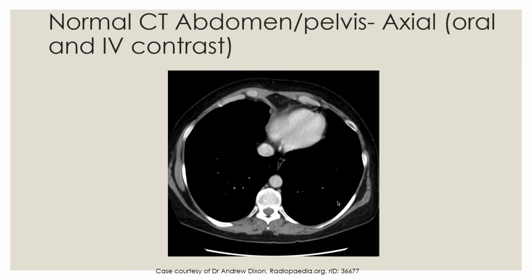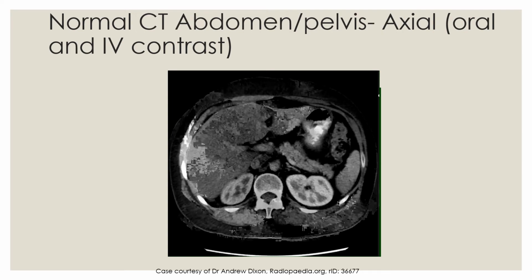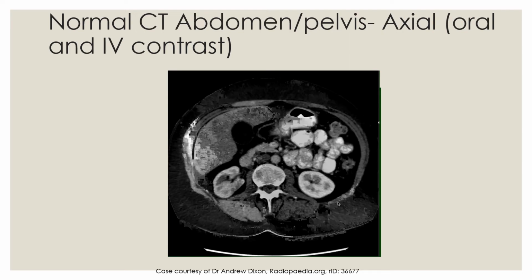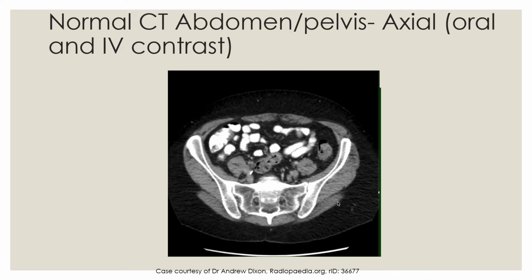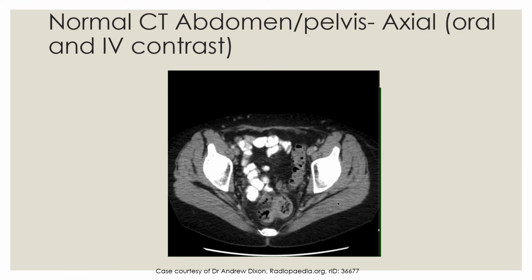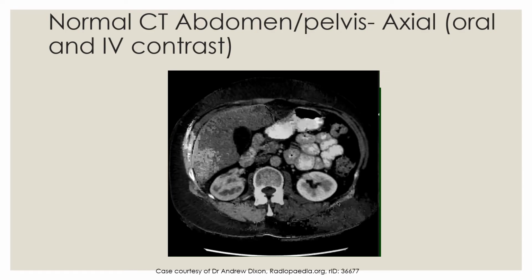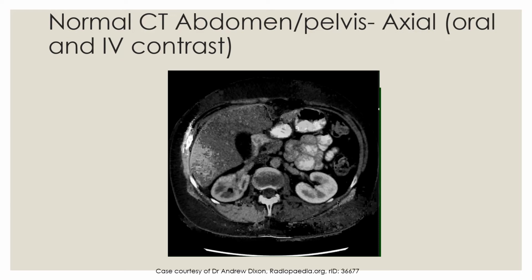Now I'm going to scroll through a normal CT of the abdomen and pelvis. This patient has been given IV contrast, and this is the aorta. This is the distal thoracic aorta. I'm just going to scroll through it slowly, and see if you can identify any normal anatomical structures. Also remember what I told you about laterality. The right of the screen represents the left of the patient, and the left of the screen represents the right of the patient.